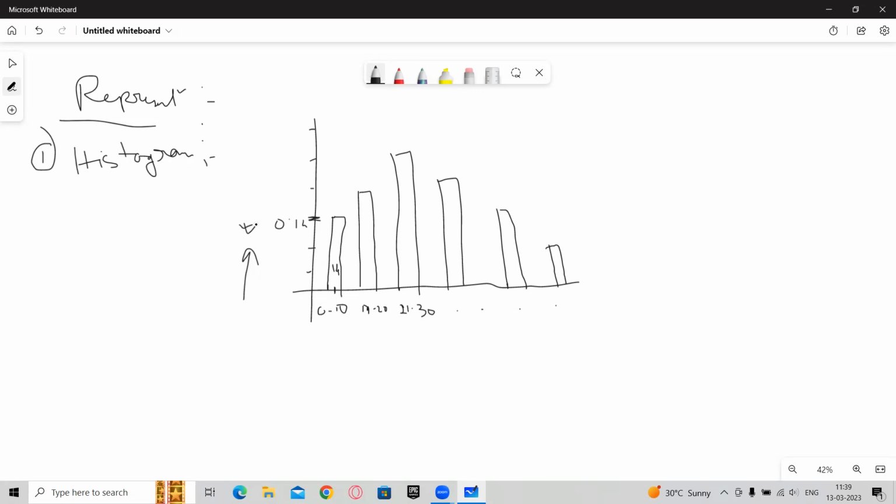So the relative frequency is a much better way to represent than the normal frequency table or normal frequency histogram. And the height of the bars depends upon how many units are present inside the group. That means how much frequency occurs in that group, isn't it? If 30 people fall into that category, not 28 people, then the height of the bar will be increased, right? So the more frequency a group has, the more height it will have.